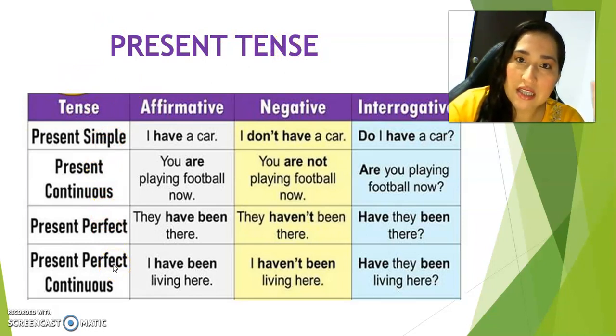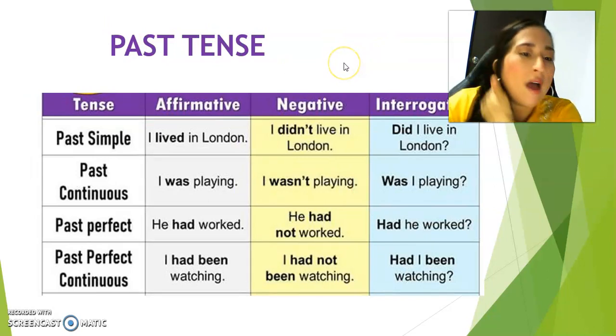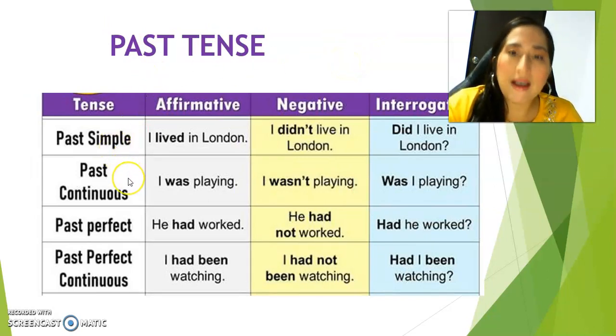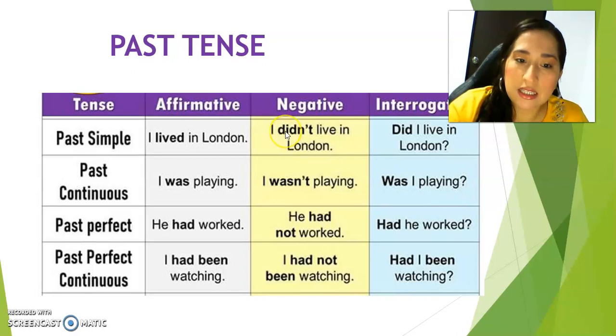Four different tenses to the present, okay? Past tense. In past tense, we have past simple, past continuous, past perfect, and past perfect continuous. In affirmative, I live in London. In negative, I didn't live in London. In this case, remember the auxiliary for negatives and interrogatives in past tense is did, and it's the same for all of the subjects, for singular and plural. Did, okay. I didn't live in London. Did I live in London?